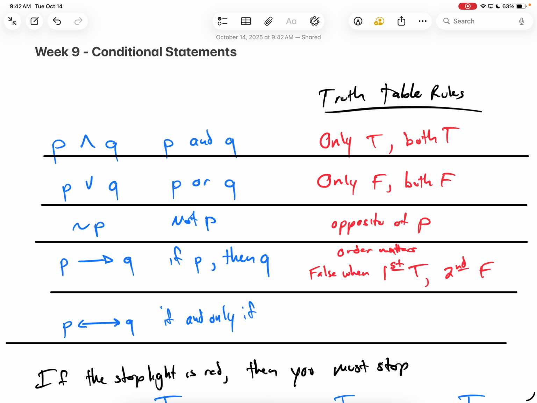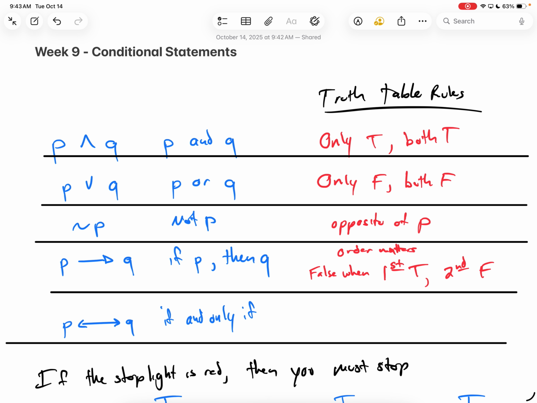Or says kind of the opposite. Only one of them has to be true for the whole thing to be true. This or that has to be true for the whole thing to be true. So the opposite is to remember for or, it's only false when they're both false. So and is only true when they're both true. Or is only false when they're both false.